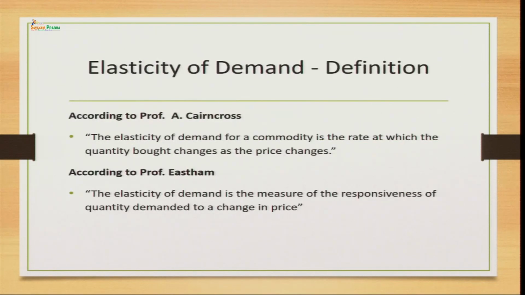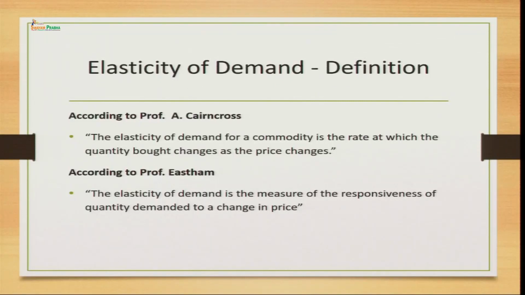Moving ahead, we can read out the definitions given by different people regarding this elasticity of demand, and sometimes we also define it in terms of change taking place in the price, because we all know price is the most important factor which affects the demand of any commodity. So, in the words of Professor A. Cross, the elasticity of demand for a commodity is the rate at which the quantity bought changes as the price changes, right. What change has taken place in the quantity demanded because of change in the price of that commodity, that is basically considered to be elasticity of demand.